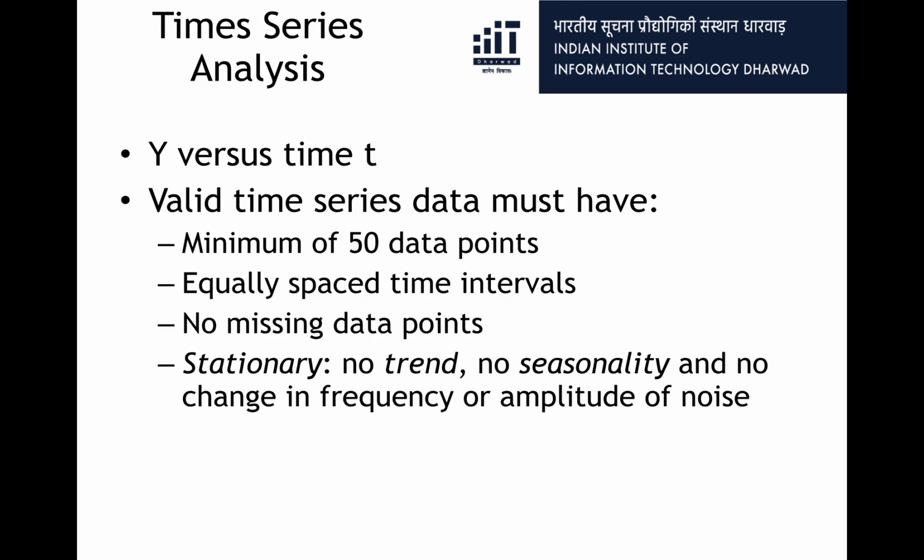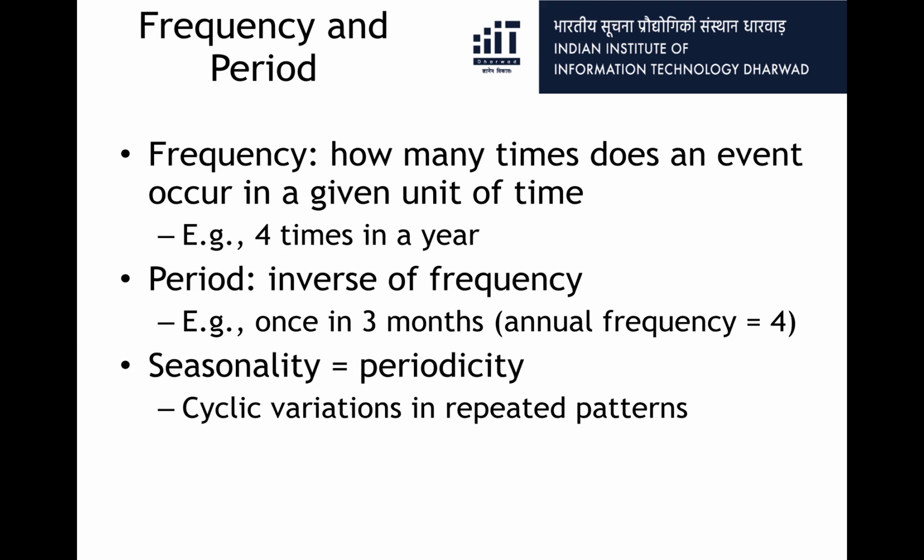Right? So, for a data set to be a valid time series data set, it must satisfy all these four properties: minimum 50 data points, equally spaced time intervals, no missing data elements, and stationarity. Then it is a valid time series data set, and we can go about doing analysis of that.